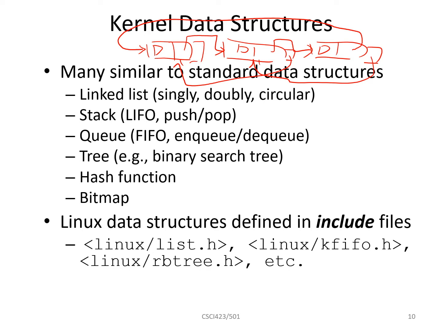So for example, in Linux, most of the kernel data structures are implemented in the Linux kernel, and later when you download the virtual machine I provided to you, you can actually find how they are implemented and defined in the include file directories, and there you can find those kernel data structures. For example, this header file is for the linked list. This header file is for the first in, first out queue. And this header file is for a special implementation of the binary tree.